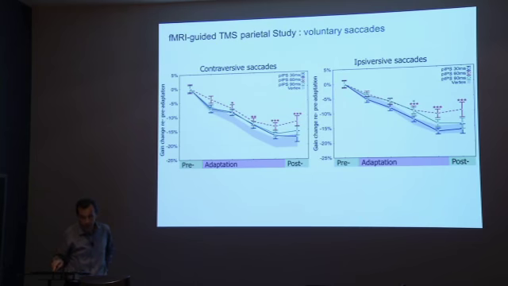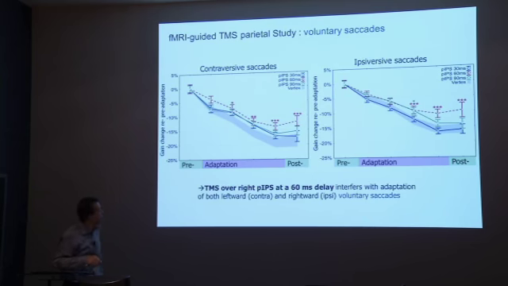So to make the story short, we conclude that TMS over the right PIPS at a 60 milliseconds delay interfered with adaptation of both leftward and rightward voluntary saccades. I also forgot to mention that we stimulated the right parietal cortex. So controversive means leftward and ipsiversive means rightward.